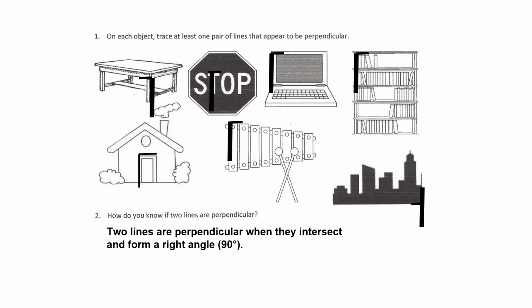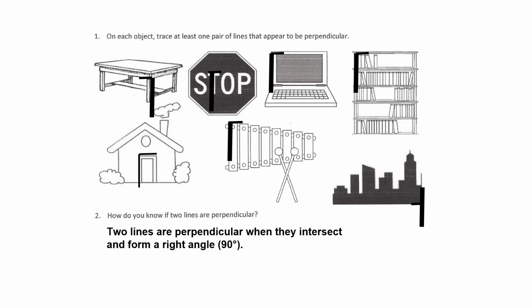The corner of the bookcase, and obviously you can do the other corners and maybe some of the books, but I just did one, but you could do more. It says at least one, but you can do more than one. In the house, I did the doorway to form perpendicular lines, which make a right angle. On the xylophone, I used one of the keys to form a right angle, which is perpendicular lines. And in the cityscape, I used right here to form a perpendicular line right angle.